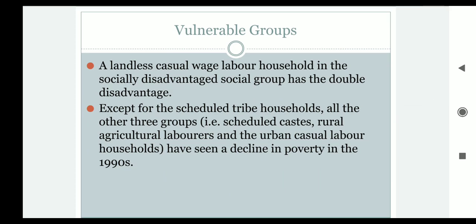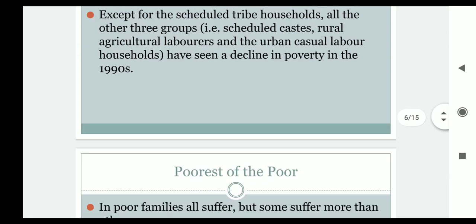Children, a landless casual wage labor household which belongs to a socially disadvantaged group has a double disadvantage. Except for the scheduled tribe household, all the other three groups, that is scheduled caste, rural agricultural laborers, and urban casual labor households, have seen a decline in poverty in the 1990s.